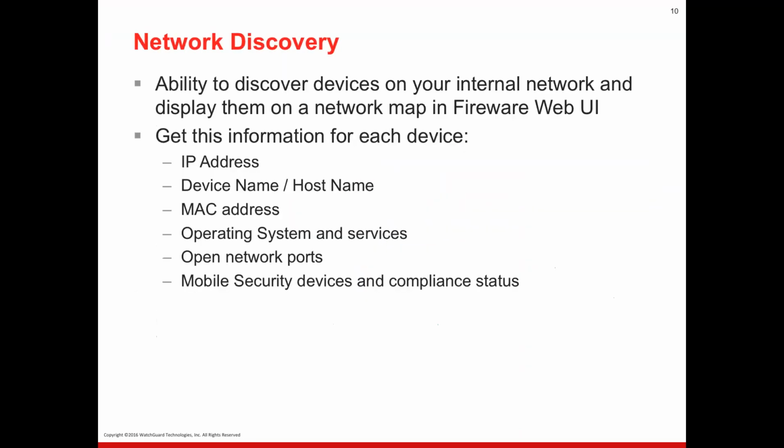Now next up on the agenda, we have network discovery. Network discovery is a great new feature of WatchGuard that's giving you ease of use for visibility into your networks. You're going to have the ability to discover those devices on your internal network, if you have maybe a privileged or trusted network and a guest network, and be able to display those on a network map. Some of the features you can get are IP address, device name, host name, MAC address, operating system and services, open network ports.